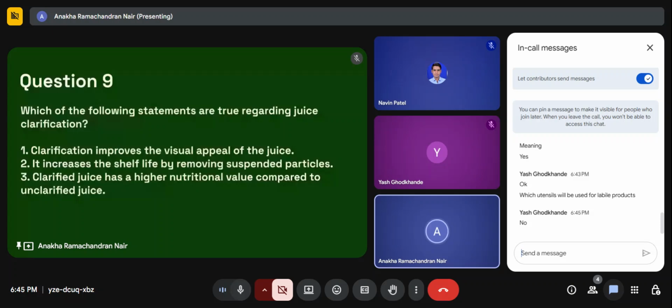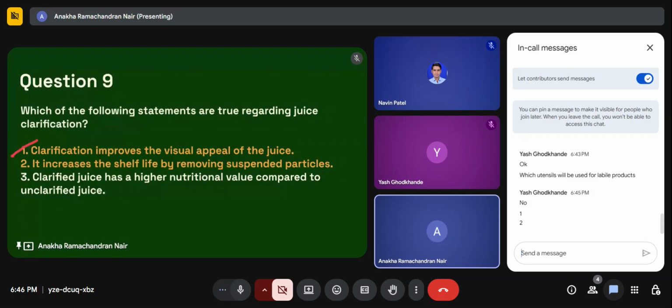So what do you think the correct answer is, or the correct answers are? 1 and 2? Yes. So the correct answer is in fact 1 and 2. Clarification, like I was saying, will improve the visual appeal of the juice. Instead of appearing cloudy or murky, it will appear as a clear liquid, and that is much more desirable for consumers, right? And it will increase the shelf life by removing suspended particles that can result in spoilage, right? So that is also true.